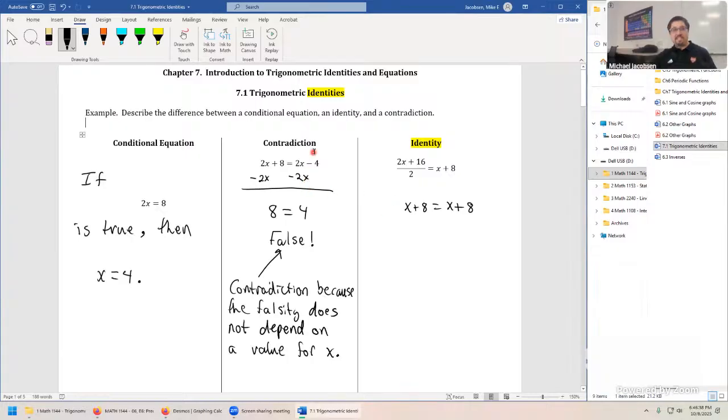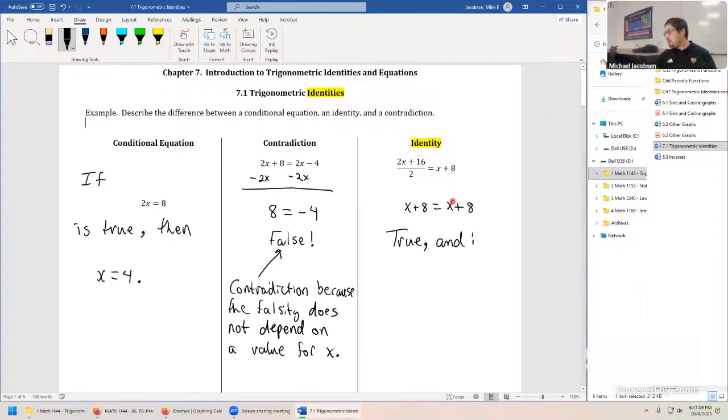Oh, by the way, I noticed a mistake I made in my contradiction equation. If I subtract 2x's from here and from here, I should have gotten a -4, right? Let's actually fix that. Still false, but the logic was not quite sound to get to that false statement. That's the fix with the negative sign. But this one, it's identical on the left-hand side. It's identical on the right-hand side. I won't even mess with it from this step on. This is true.